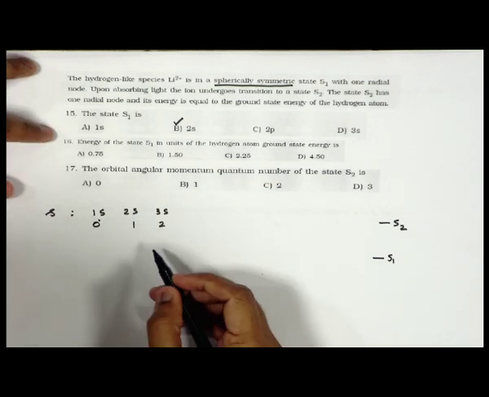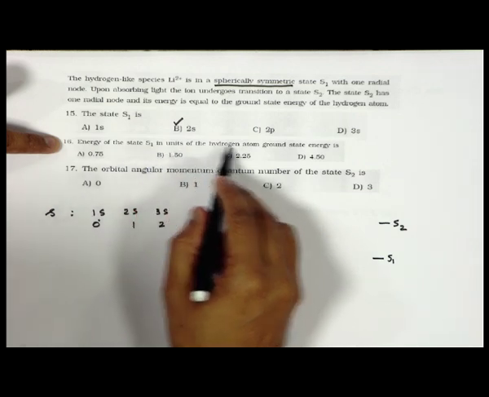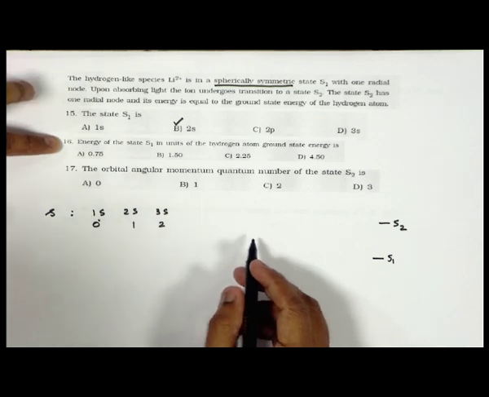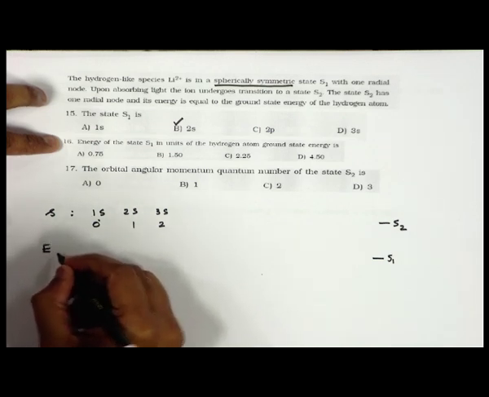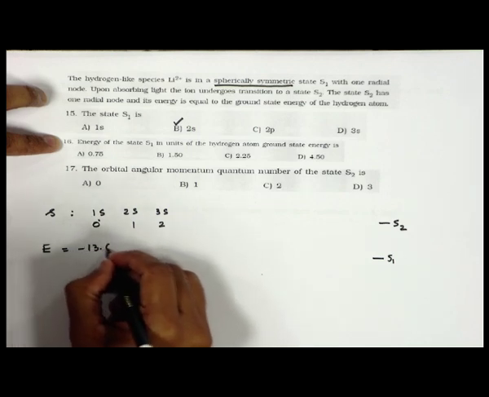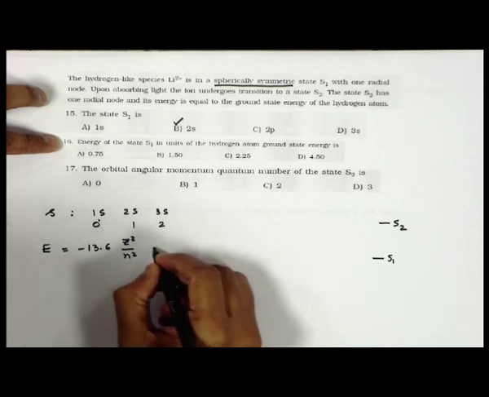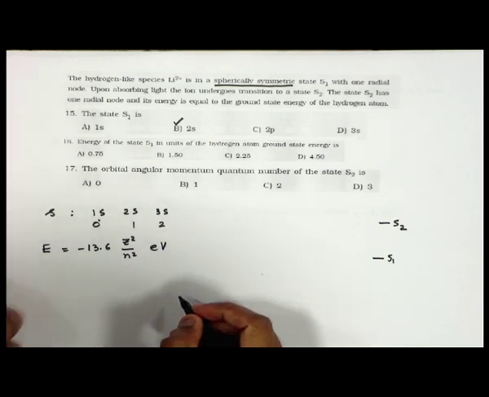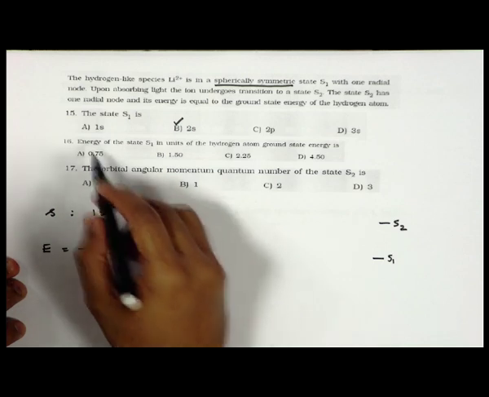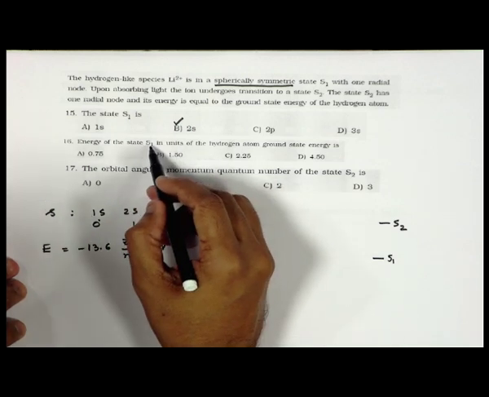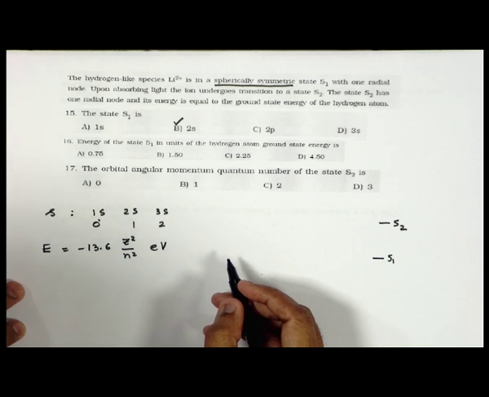Alright, this we answer. The next question asks for the energy of the state S1 in units of the hydrogen atom ground state energy. What do we know about the energy of lithium 2 plus? We know that its energy is minus 13.6 Z square divided by n square, which comes from the Bohr's atomic model, and the energy is in units of electron volt. We want to find out the energy of state S1 with respect to the energy of ground state hydrogen atom.